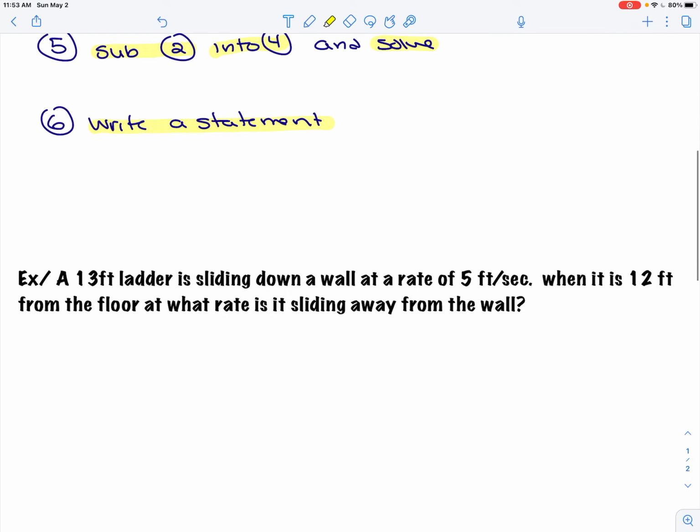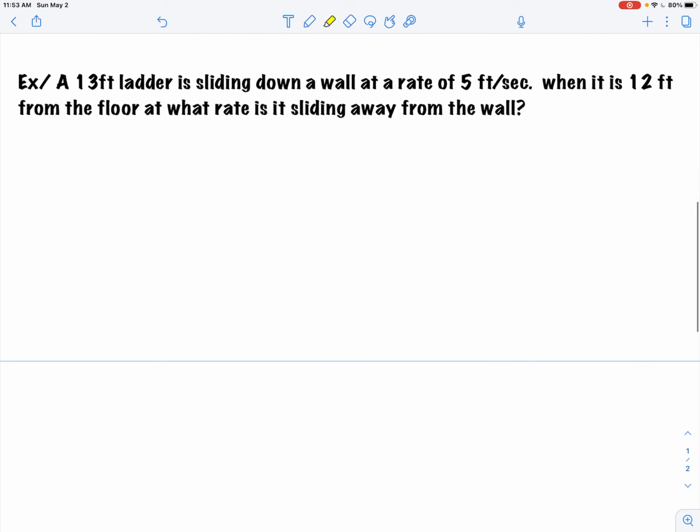Okay, so here we go. We have a 13-foot ladder sliding down a wall at a rate of 5 feet per second. So I'm just going to highlight anything that, okay, and I have a 13-foot ladder. And there's my when: when it is 12 feet from the floor, at what rate is it sliding away from the wall? Okay, so I can definitely see that I have some givens and some wants in here. It's a pretty easy picture to imagine, so let's draw it first.